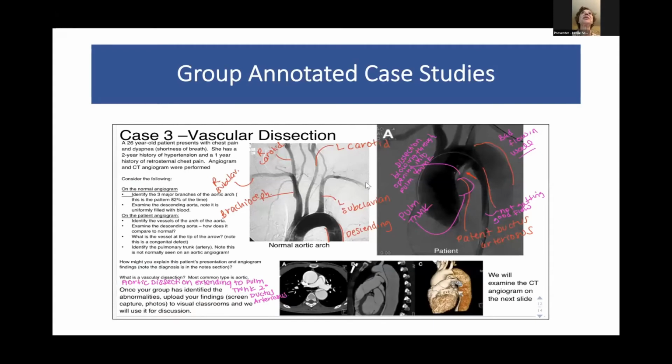Visual Classrooms is also commonly used for case studies. This is an example of a case where groups of students are being asked to diagnose a vascular dissection case. And again, using the sketch tools on Visual Classrooms to annotate images and answer questions. So all of those markings in purple and red are students' answers to this case. Next slide.